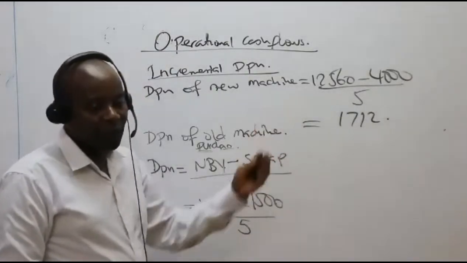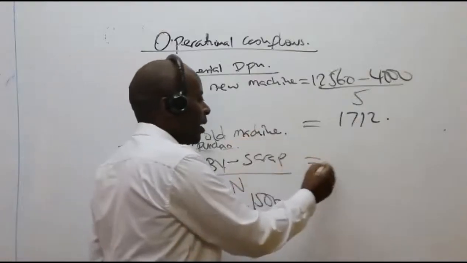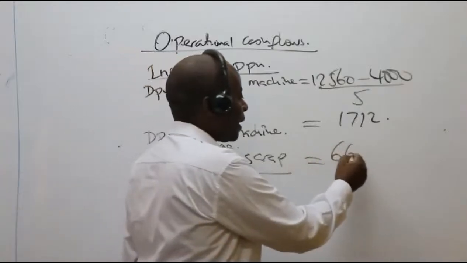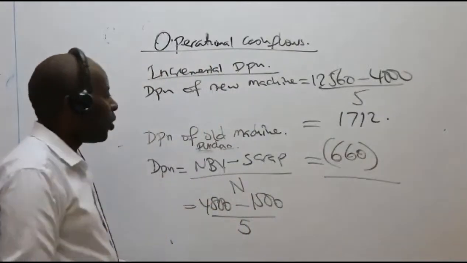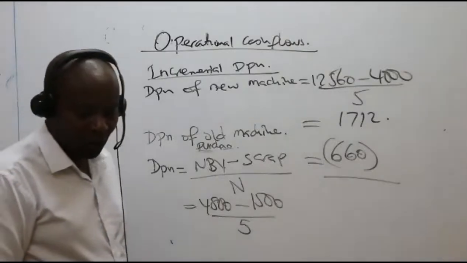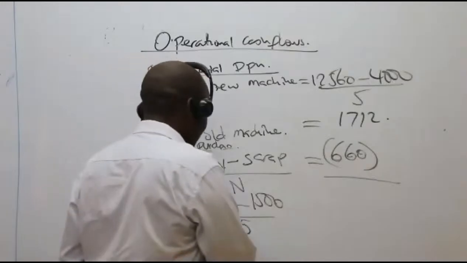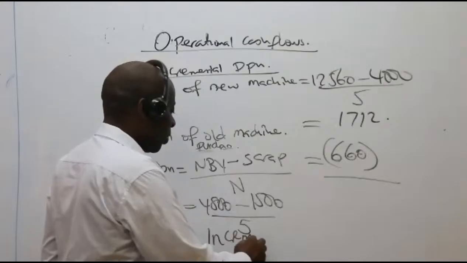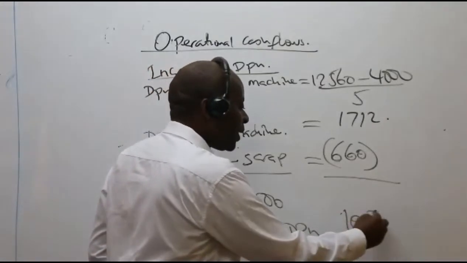Don't tell me the thing of 7. Moving forward, 5. So, ladies and gentlemen, what figure do we have here? Somebody is giving me a figure of 660. So could you kindly subtract here to give me the incremental depreciation? Give me the incremental depreciation, 1052. So we have here incremental depreciation.